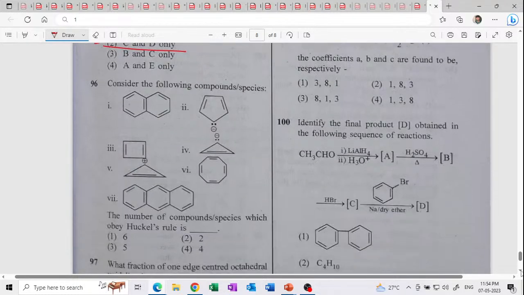Consider the following compounds. The number of compounds which obey Huckel's rule. Huckel's rule is 4n plus 2 pi electrons. 4n plus 2 pi electrons. So number 1 obeys, no doubt. Number 7 obeys. Get it? Number 7 obeys. Number 6 does not obey. This is not aromatic. Not aromatic, note this. This is not aromatic.